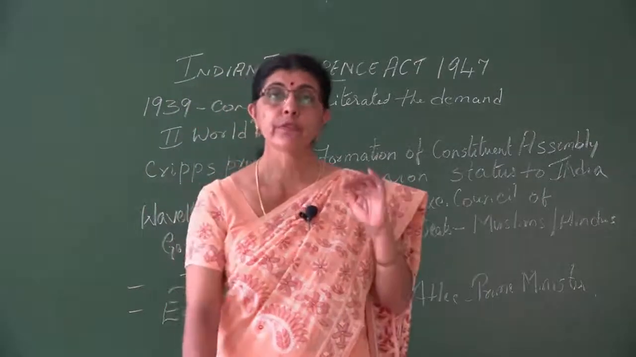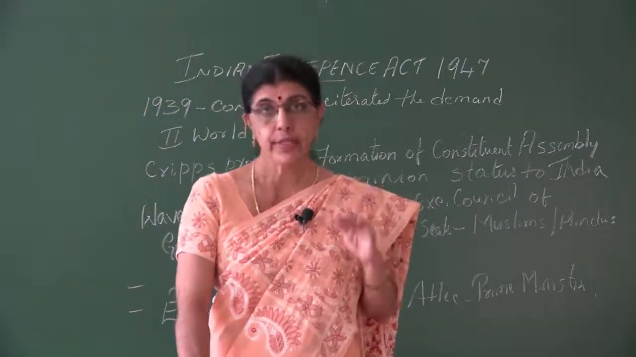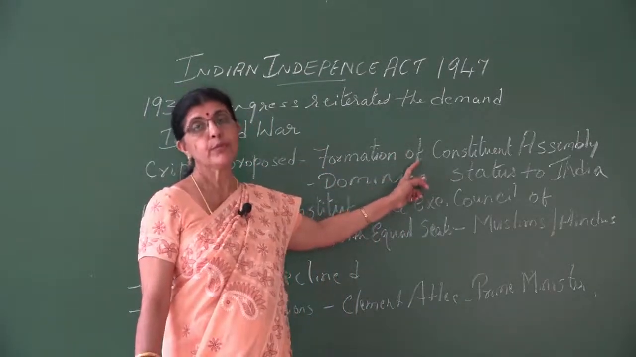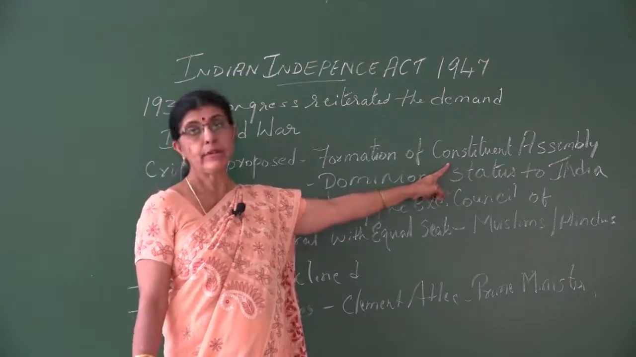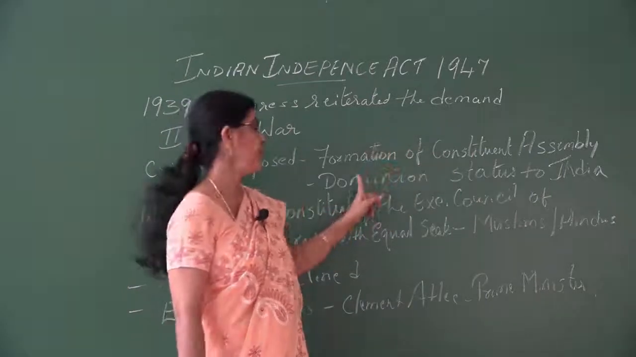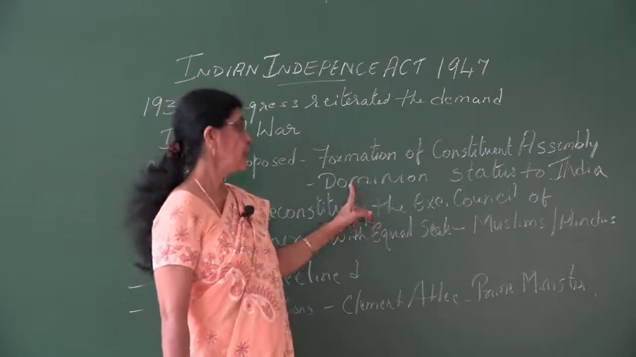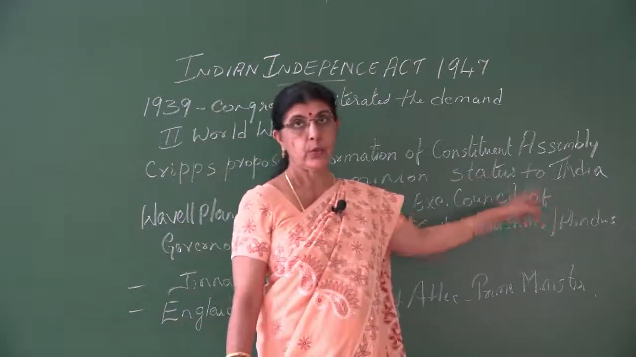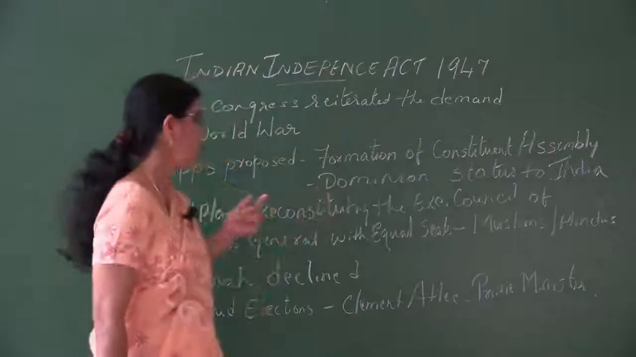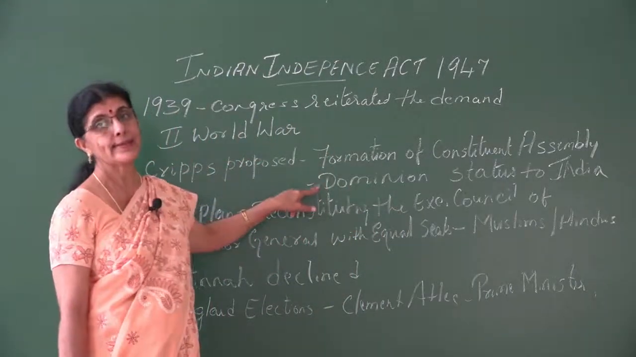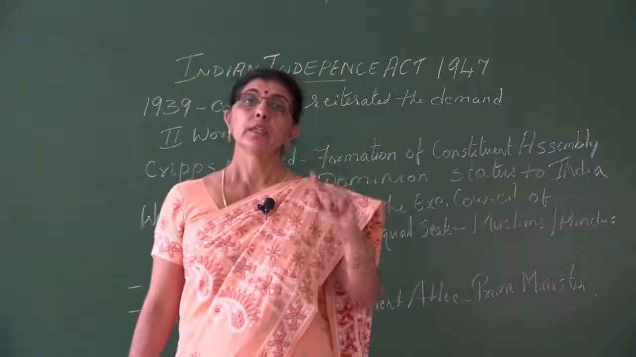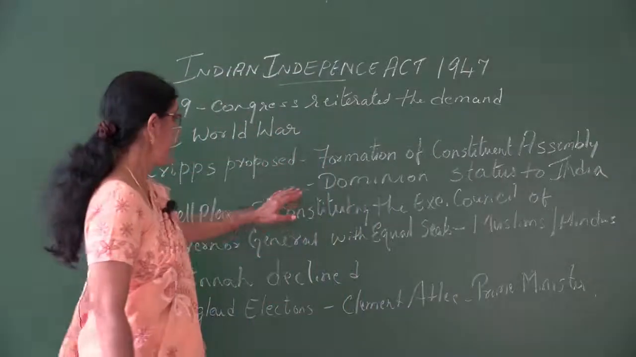Now, just because of the Second World War, the British government realized that they have to give provisions to the Indians so that much before they get their independence, they can form a constituent assembly which will frame a constitution for them. At the same time, they agreed to give them dominion status, which will be done after the war. But this was not accepted by the Indian National Congress, neither the Muslim League. So both of them refused it.